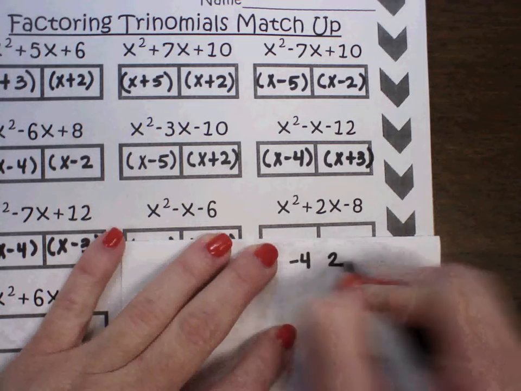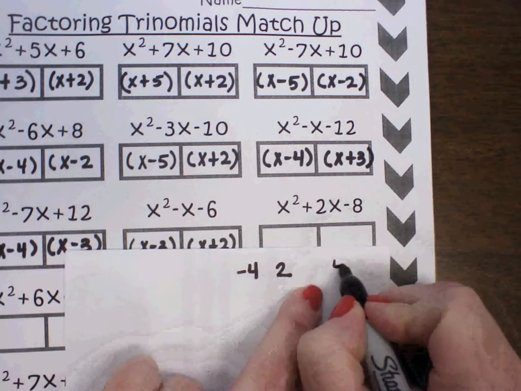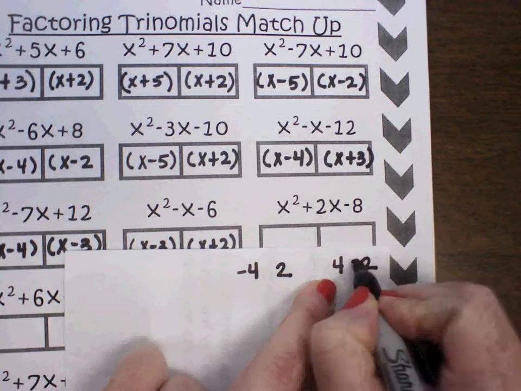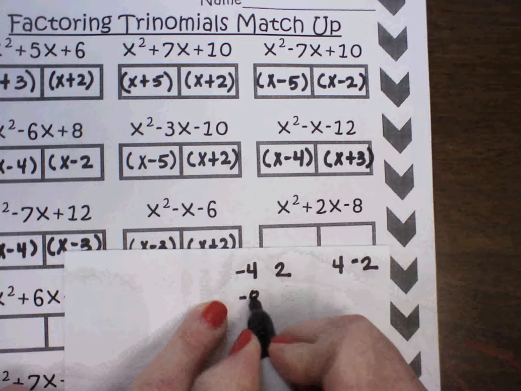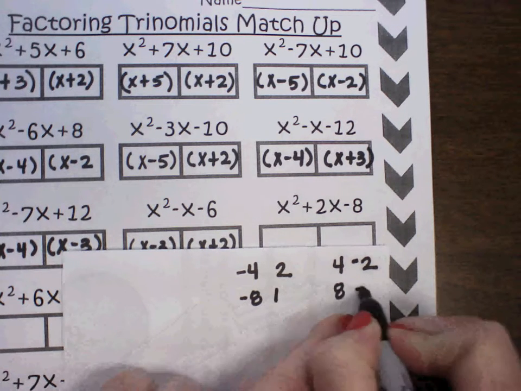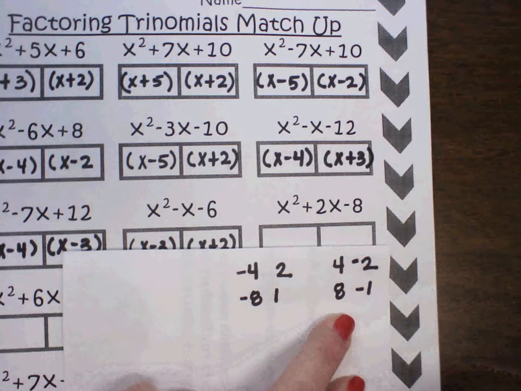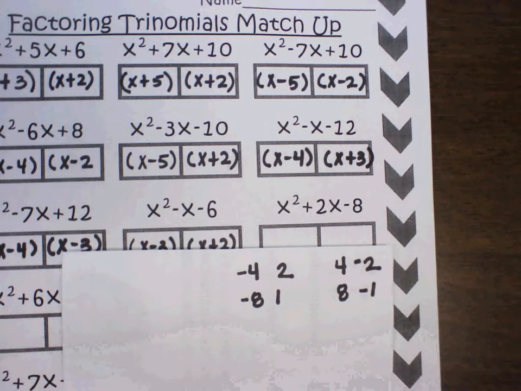So which one gives me a positive 2 when I subtract them? There you go. 4 and negative 2. So x plus 4, x minus 2.